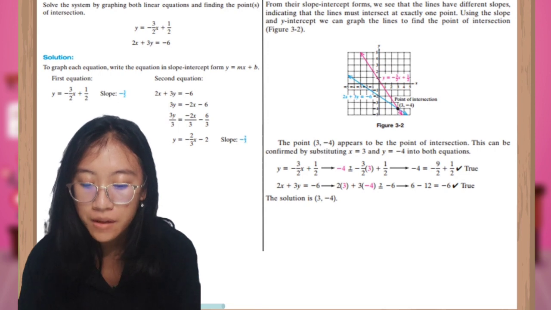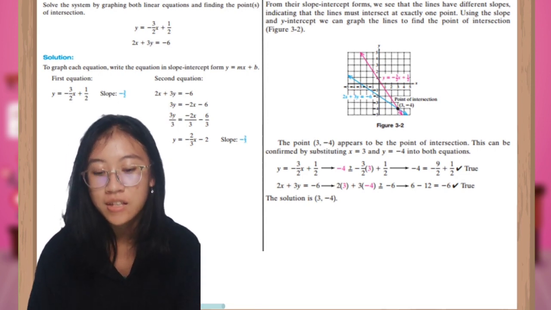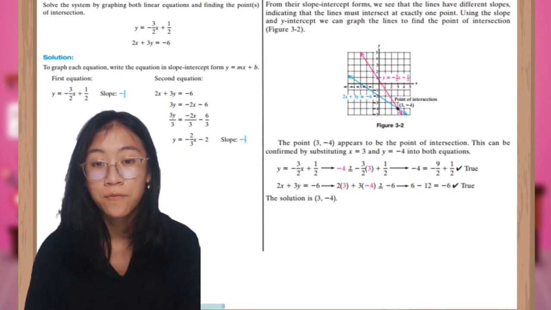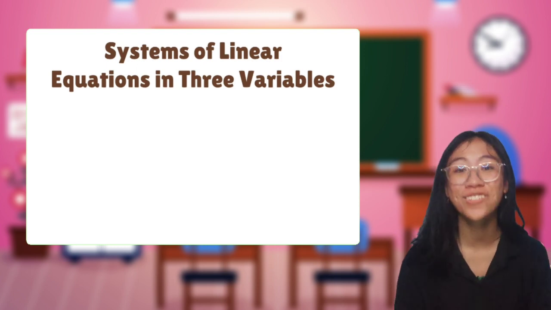And this is the graph, and you can get the solution is 3, negative 4. Okay, the next is systems of linear equations in 3 variables.